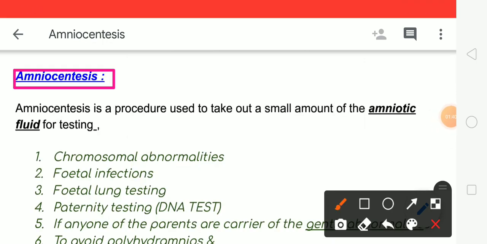Now let us know about the procedure of amniocentesis. Amniocentesis is a procedure in which a small amount of amniotic fluid is extracted for testing many kinds of abnormalities. Now let us know what abnormalities are determined by amniocentesis. Simply, amniocentesis is a procedure in which a small amount of amniotic fluid is extracted, and let us examine the abnormalities for which amniocentesis is preferred.